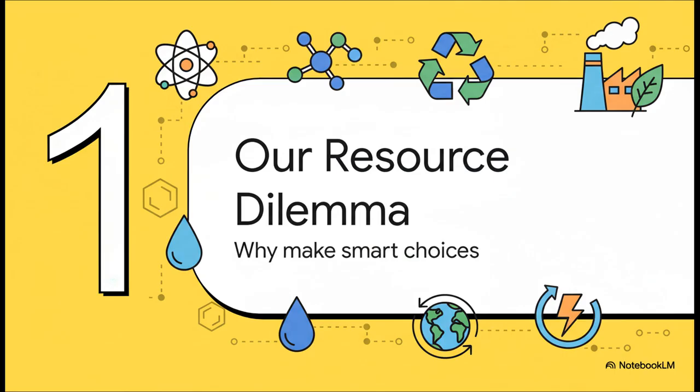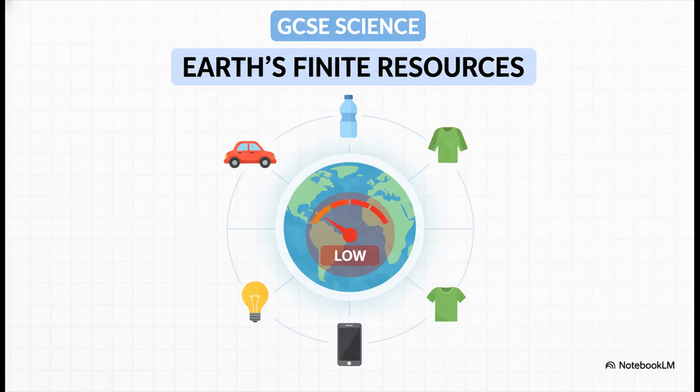Okay, let's get into our first section, our resource dilemma. You might be wondering, why is this topic even on the chemistry specification? It's a really good question. Well, it all comes down to one crucial fact. We live on a planet with a limited, or finite, supply of resources. Things like crude oil, metal ores, they're not going to last forever. Every single thing we make, whether it's a phone or just a simple bag, comes from these resources.